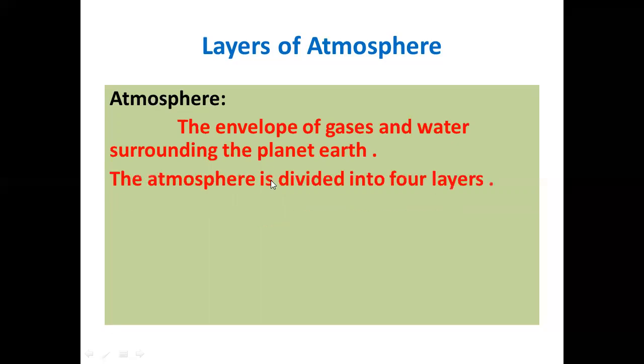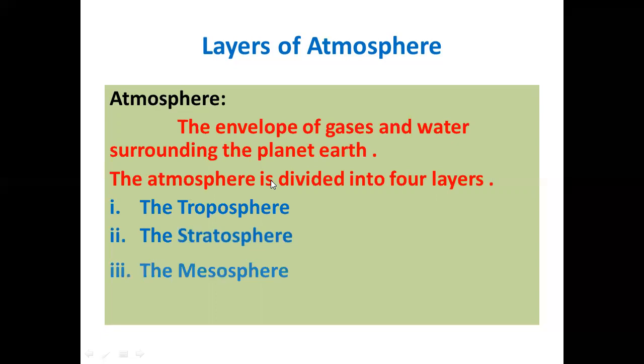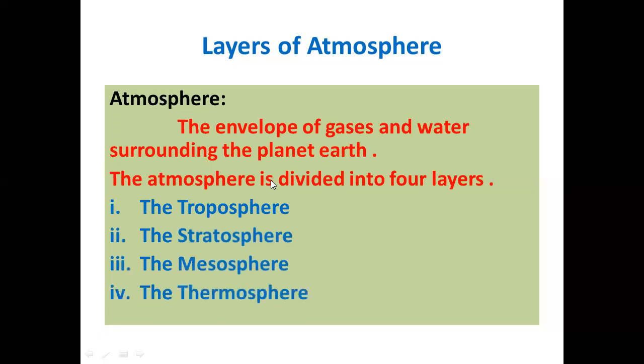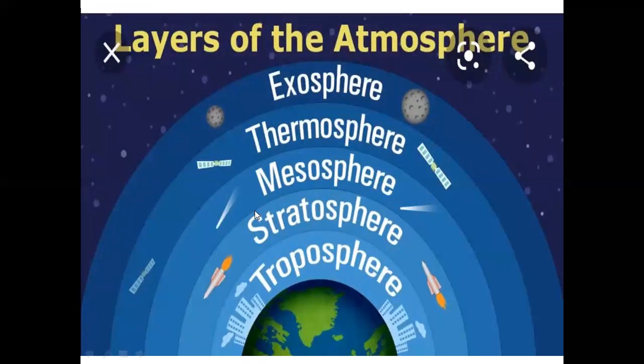The atmosphere is divided into 4 layers: the troposphere, the stratosphere, the mesosphere, and the last one is the thermosphere. The first layer, I told you, is troposphere, which is closest to the earth, then stratosphere, then mesosphere, then thermosphere. Thermosphere is then further divided into 2 layers, which are ionosphere and exosphere. So this one is ionosphere and this outer one is the exosphere.